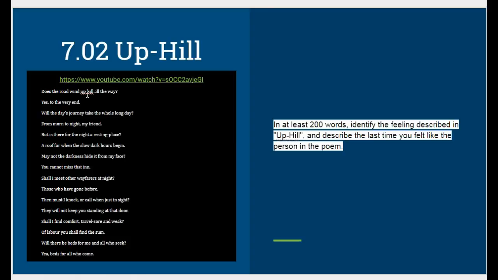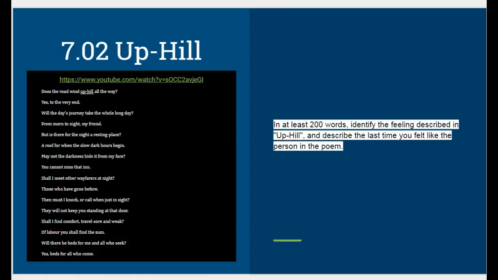But is there for the night a resting place, a roof for when the slow dark hours begin? May not the darkness hide it from my face? You cannot miss that inn. Shall I meet other wayfarers at night? Those who have gone before? Then I must knock or call when just in sight. They will not keep you standing at the door. Shall I find comfort, travel-sore and weak? Of labor you shall find the sum. Will there be beds for me, and all who seek? Yea, beds for all who come.